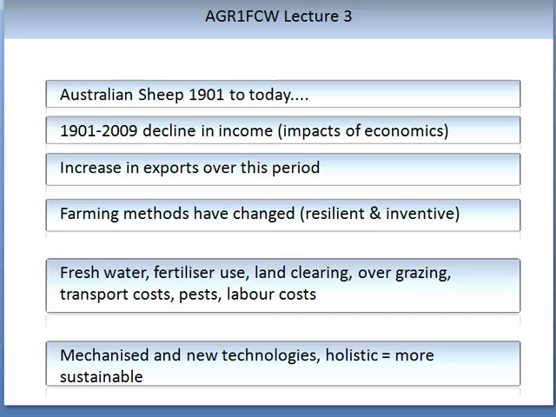From 1901 to 2009, there has been a dramatic decline proportionally in the income from wool, and people employed in agriculture has dropped from about 14% to a lower 3%.